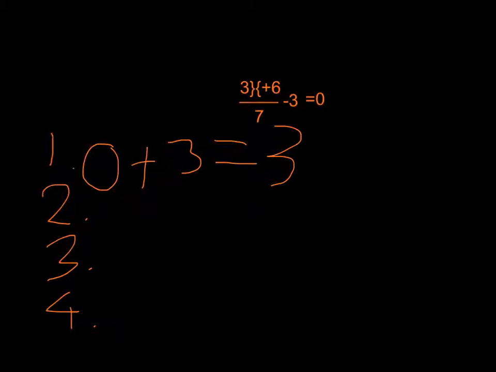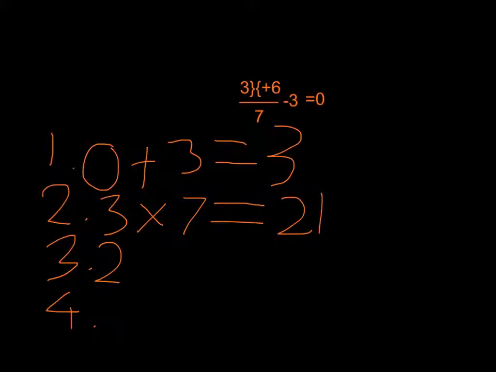In the second step, we place the 3 here and times by 7, as we know that it is the opposite of dividing by 7. 3 times 7 is equal to 21. 21 minus 6. We do this because it is the opposite of plusing 6. So 21 minus 6 is equal to 15.